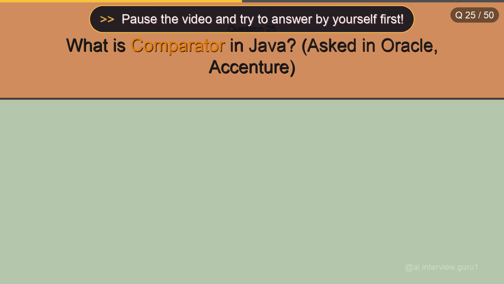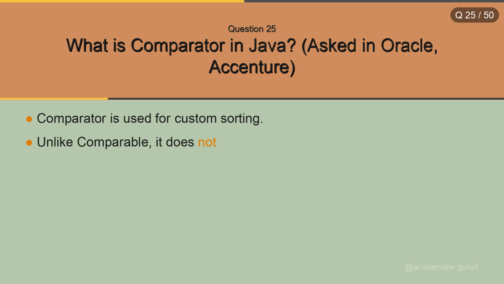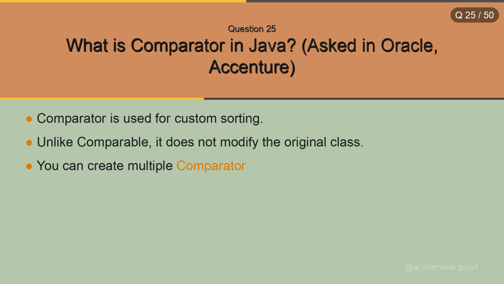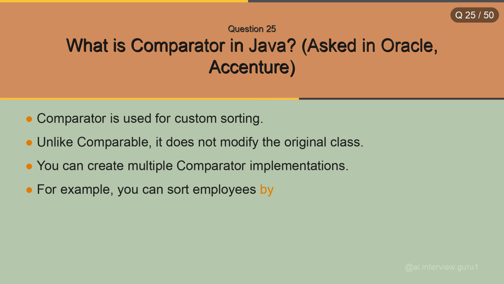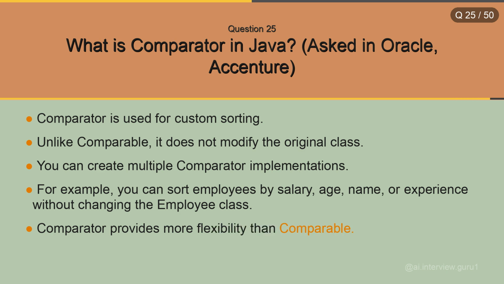What is comparator in Java? Comparator is used for custom sorting. Unlike comparable, it does not modify the original class. You can create multiple comparator implementations. For example, you can sort employees by salary, age, name, or experience without changing the employee class. Comparator provides more flexibility than comparable.